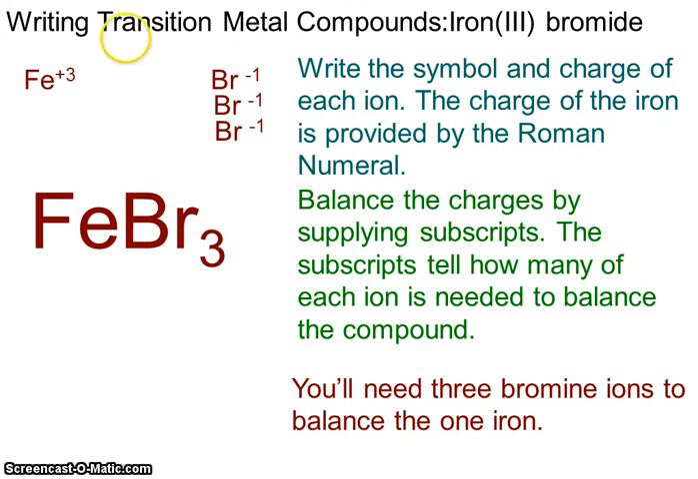Again, if you prefer to just follow the charge swapping method, you can do this. The 3 from the iron goes over to the bromine. The 1 from the bromine goes over to the iron and becomes understood.